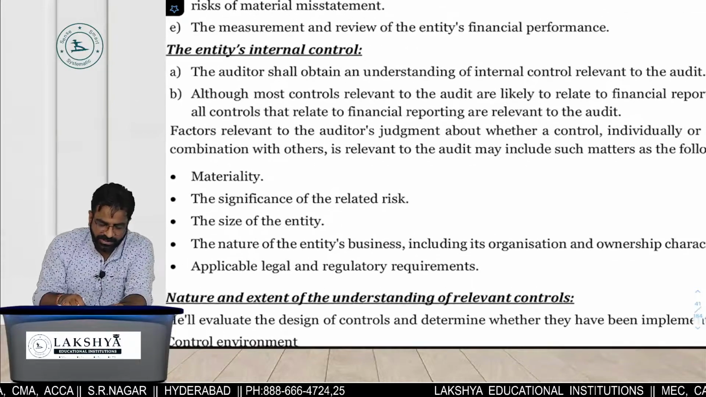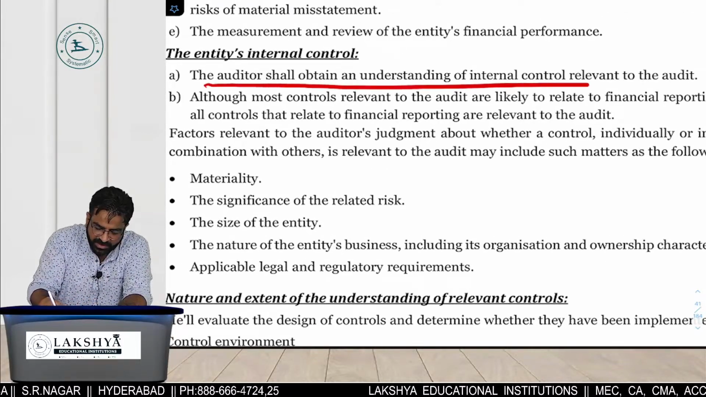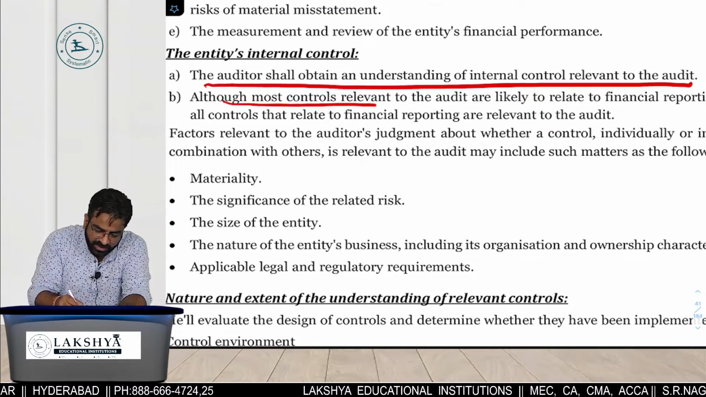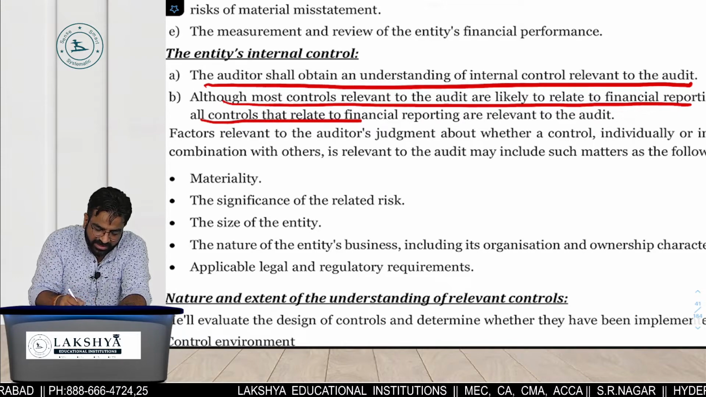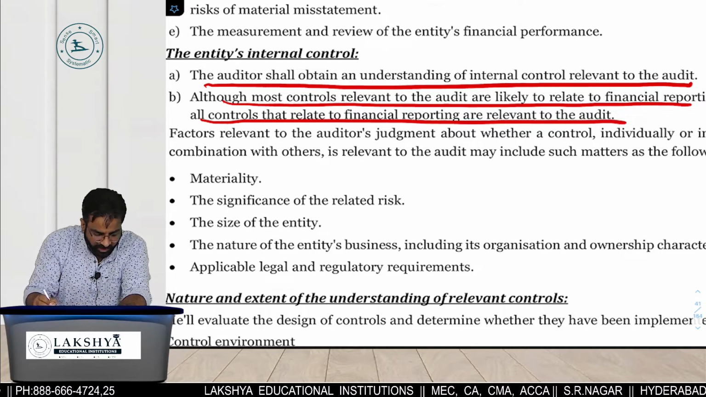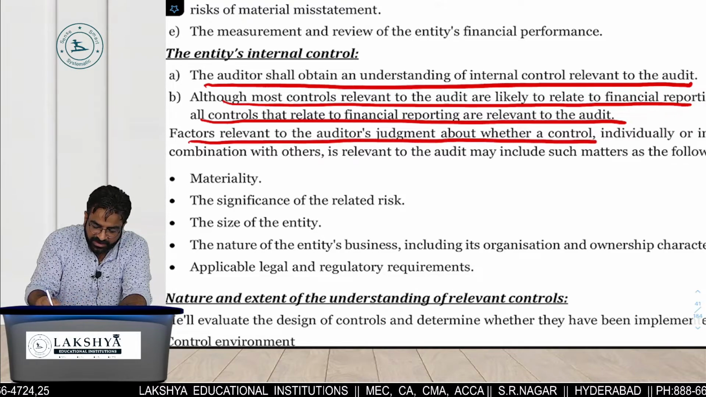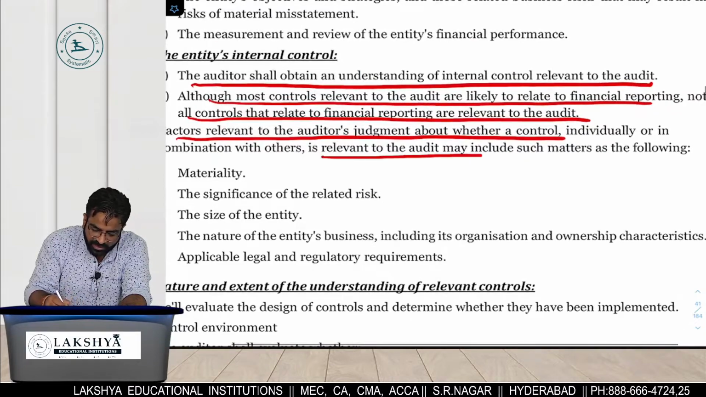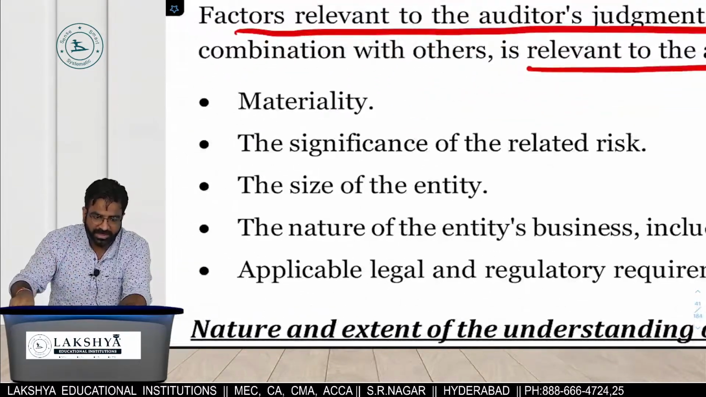So that is point number 1. Read point number 1 everyone. Auditors shall obtain an understanding of internal control relevant to what? Audit. Although most of the controls relevant to audit are likely to relate to financial reporting, all controls that relate to financial reporting are relevant to the audit. Factors relevant to the auditor's judgment about whether the control, individually or in combination with others, is relevant to audit may include such factors. Now I will ask you some questions and try to give me the answer.